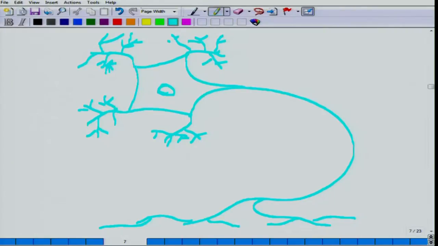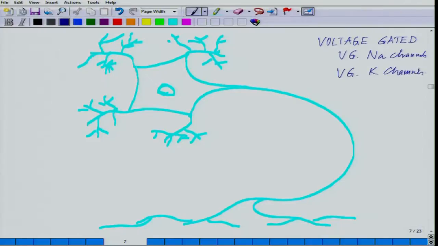Now, I told you that these cells are rich in voltage gated sodium channels, which I will abbreviate as VG, and voltage gated potassium channels. I will represent the voltage gated sodium channels in red, and the voltage gated potassium channels in green. Interestingly, it has been observed that voltage gated sodium channels are concentrated at specific parts.